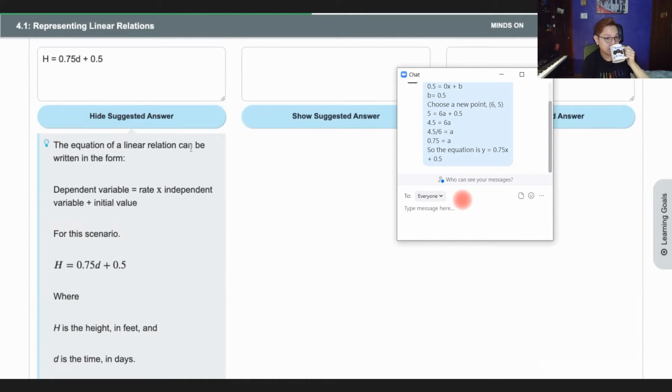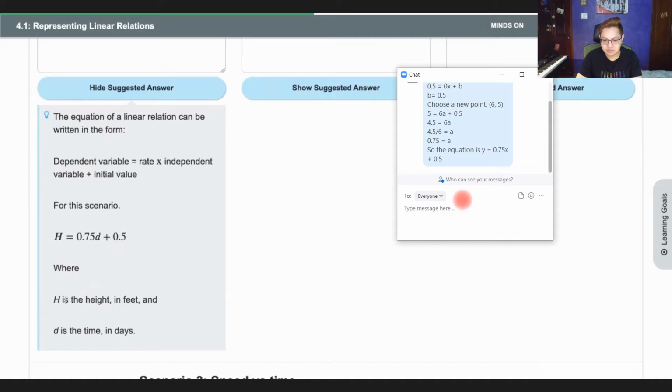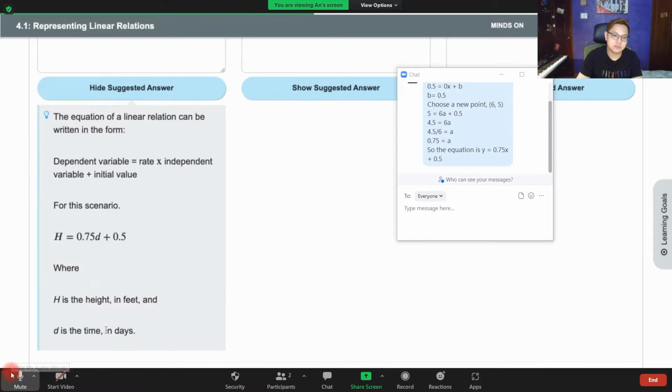The equation of a linear relation can be written in the form dependent variable equal rate times independent variable plus initial value. For this scenario, height equals 0.75d plus 0.5, where height h is the height in feet and d is the time in days.